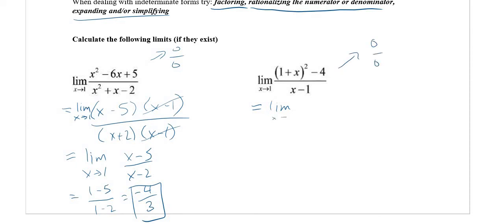So again, let's use a bit of algebra to help us out. Up top, it looks like we can probably simplify that a little bit, so let's expand up top. (1 plus x) squared is going to be 1 plus 2x plus x squared, minus 4, over x minus 1. So we combine the like terms up top, and it's going to be x squared plus 2x plus 5, minus, whoops. That should have been minus 4.